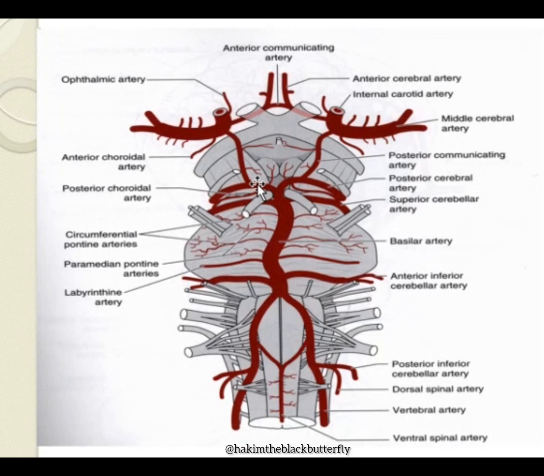When you look at the name posterior cerebral, which lobe of the cerebrum do these blood vessels supply? I need someone to answer. When they say that this is the posterior cerebral artery, which lobe of the cerebrum do these blood vessels supply? Occipital lobe. They supply the occipital lobe of the cerebrum.